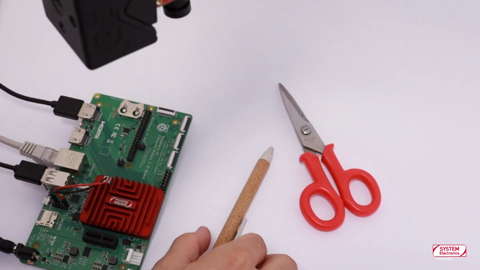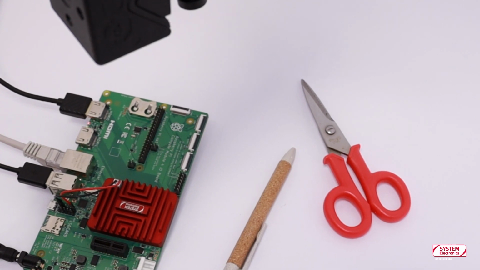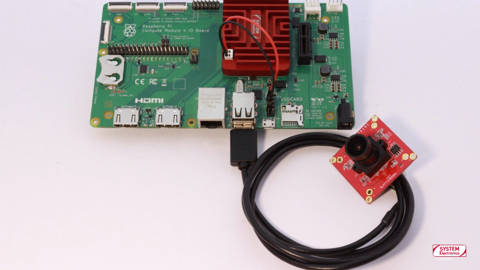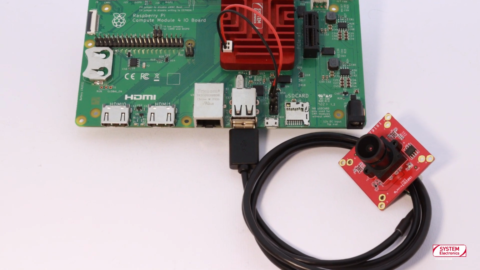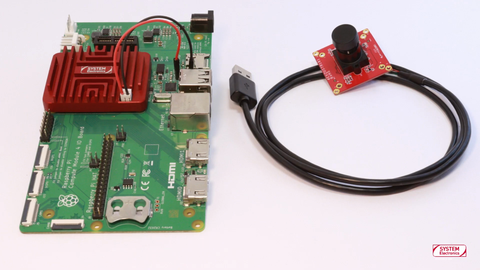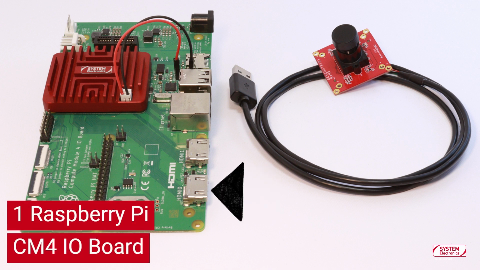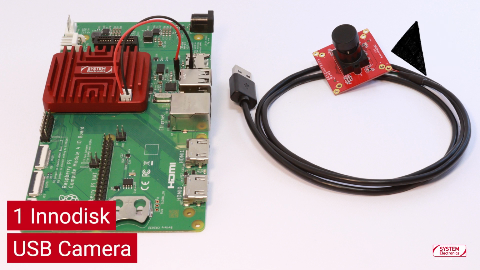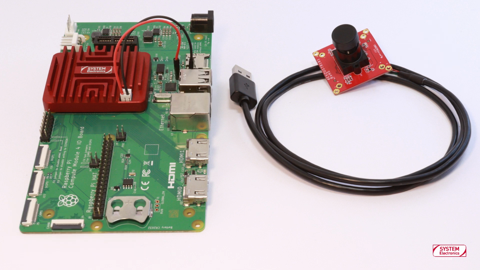Whether you're building a smart home security system, a drone that can avoid obstacles, or a wildlife monitoring camera that identifies animals, this guide will give you the tools and knowledge to turn your ideas into reality with a simple example. Only a small number of materials are needed for this project. One Raspberry Pi CM4 I/O board, one Astrial board, and an InnoDisc USB camera. Once you have these items ready, let's move on to the hardware setup.